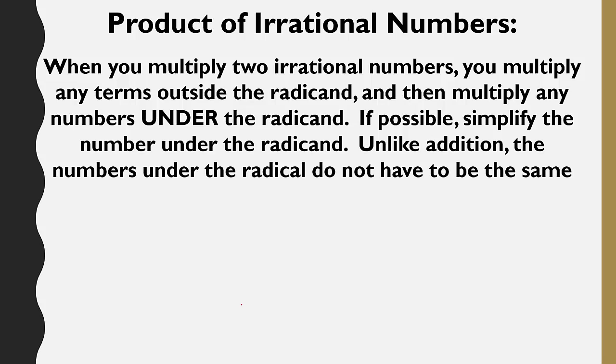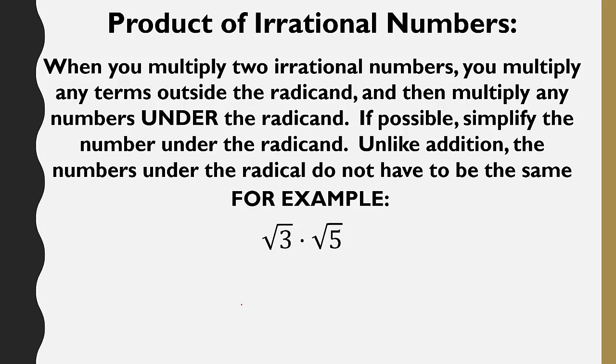Products of irrational numbers. Remember, product is multiplication. So when you multiply two irrational numbers, you multiply any terms outside the radicand, and then multiply any numbers under the radicand. So it's two separate bits of multiplication sometimes. If possible, you must simplify the number that's under the radicand. Unlike addition, the numbers under the radical do not have to be the same.